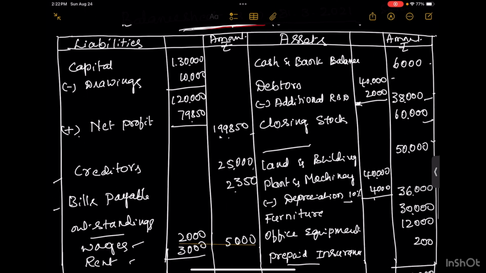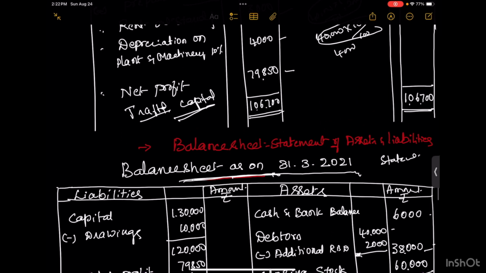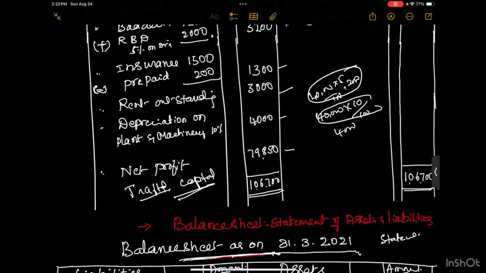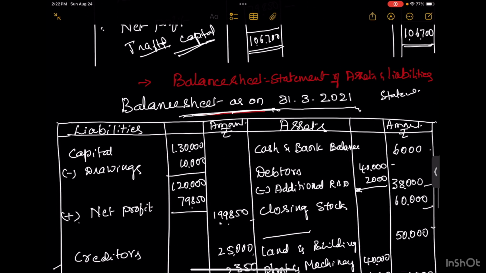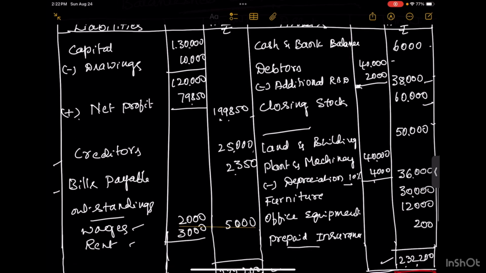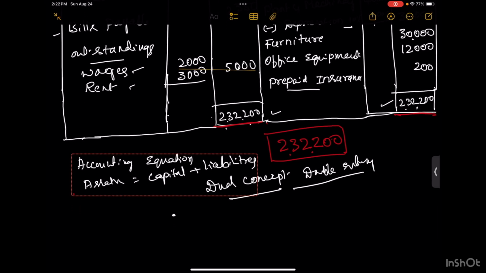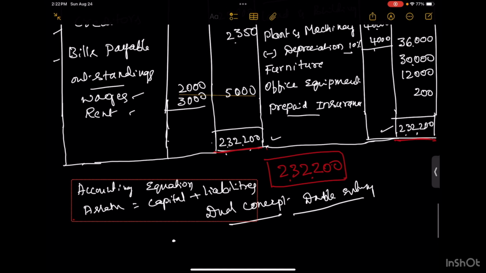People ask how the balance sheet is going to get tallied. People treat it like magic, but there is no magic here. As we have followed the double entry system, it automatically gets tallied. Likewise, we can work out a few more problems on final accounts.